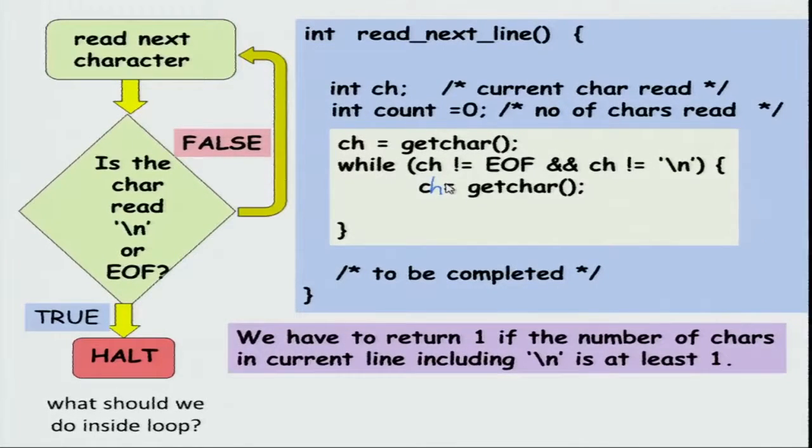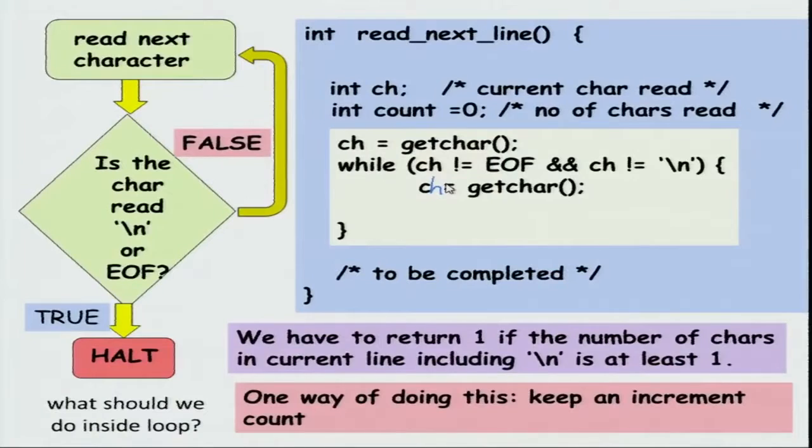Okay. So, what is this function supposed to do overall? We have to return a 1 if the number of characters in the current line that we have read is at least 1. So, if the current line contains at least a character, then we have to return 1. For example, if the user just entered a new line, which is just pressing the enter key, then it is a blank line. Okay. In that case we will not say that we have read a line, because it was a blank line. So, if there is at least one character which is neither new line nor end of file in that line, we have to return a 1, otherwise let us say we return a 0.